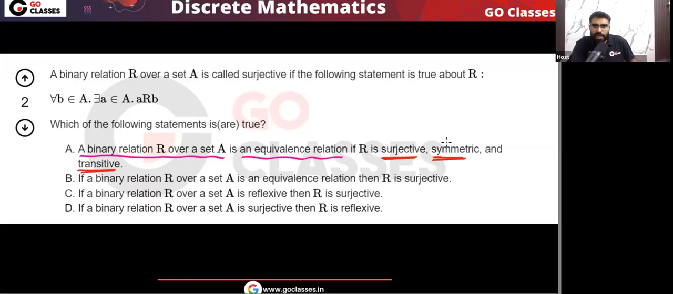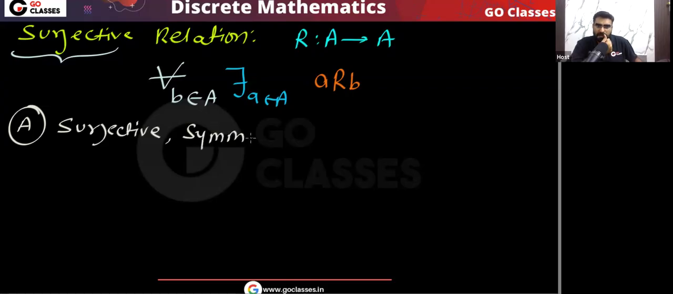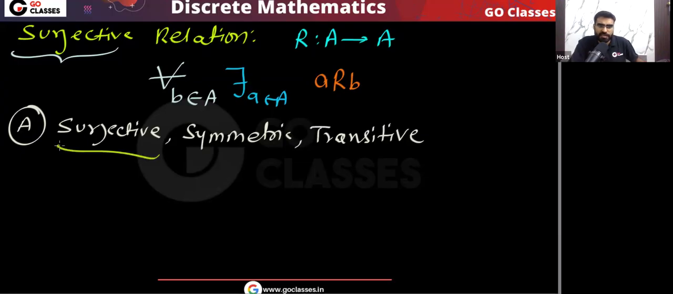So we have symmetric, we have transitive. What do we need? We need reflexive. Yes or no? So now you tell me, can I say if you have surjective, symmetric, transitive, that will imply reflexive? Let's see option A. Just tell me this point: if you have surjective, if you have symmetric, and if you have transitive, do all these three things imply reflexive?